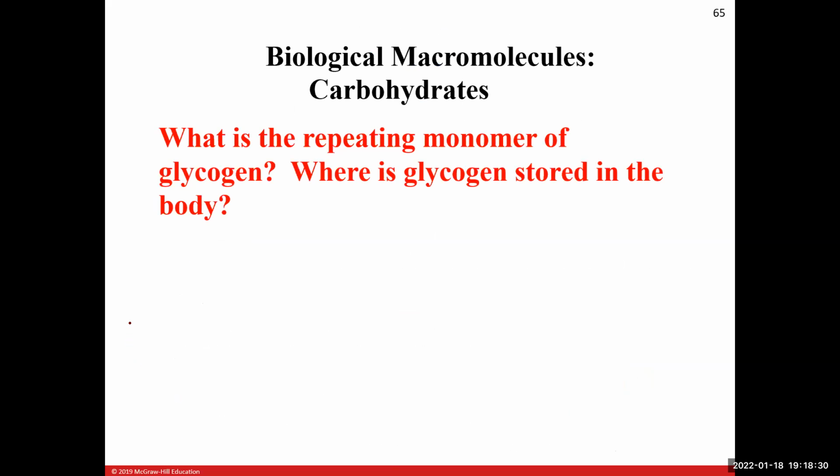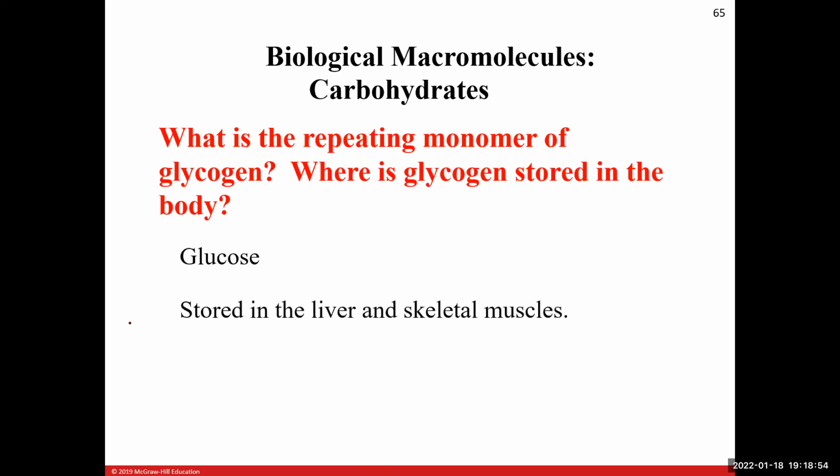So what is the repeating monomer of glycogen? And where is glycogen stored in the body? So the repeating monomer of glycogen, we should know this, is glucose. Remember? We just keep making a big long molecule by stacking one glucose molecule onto the next, onto the next, and on the next. And where is glycogen stored in the body? There are 2 places. You need to know this. You need to know every single thing on this slide. Right? It's stored in the liver and in skeletal muscles.